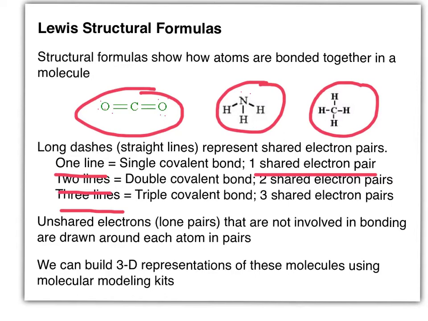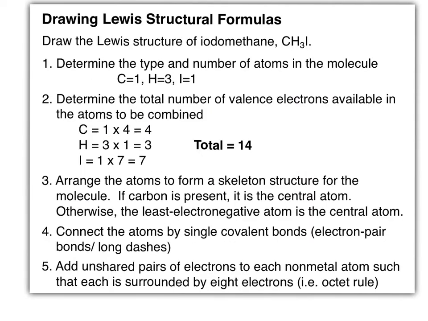So how are you going to draw a Lewis structure? For this example, I chose the molecule iodomethane. Iodomethane is not a very common biological molecule, but it's a good example to start with if you want to learn how to draw Lewis structures correctly. The first step in drawing a Lewis structure is to make sure that you know how many atoms are found in the molecule. In the case of iodomethane, we have one carbon atom, three hydrogen atoms, and one iodine atom.